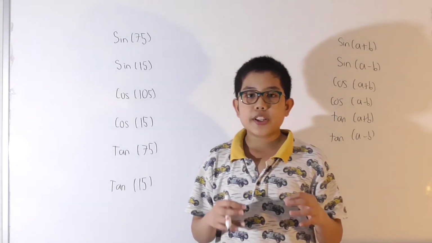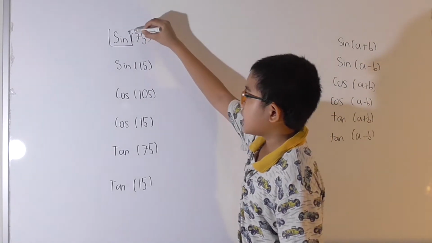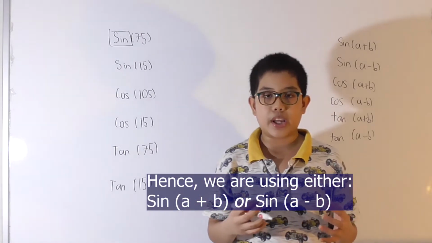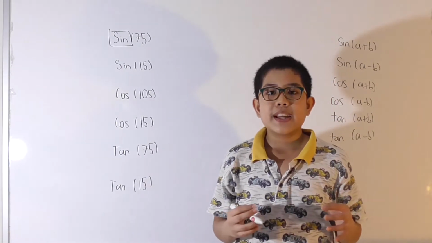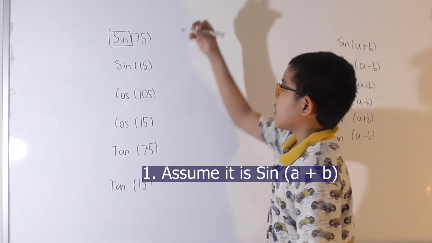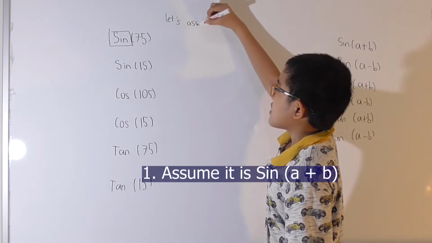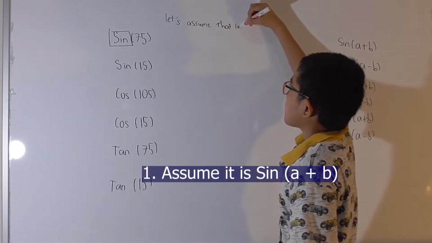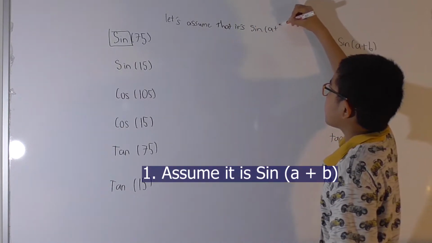Because we're trying to solve for sine of 75, we must be using either sine of A plus B or A minus B. So then, which of them? First, let's assume that it's sine of A plus B.